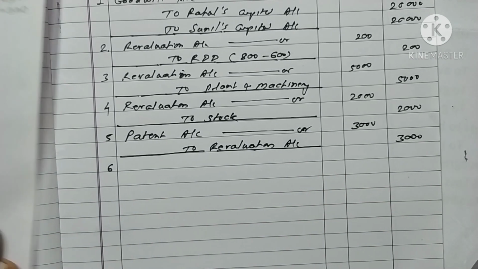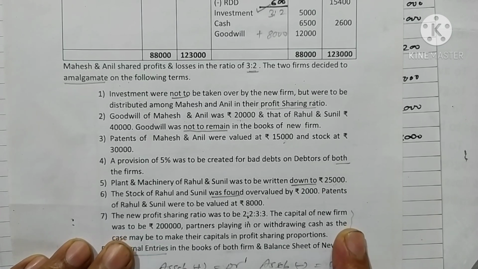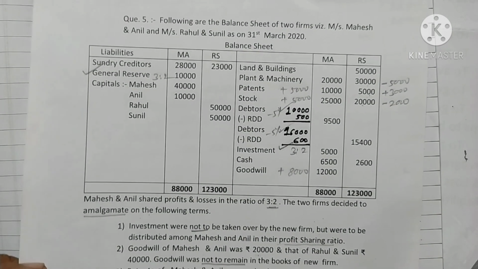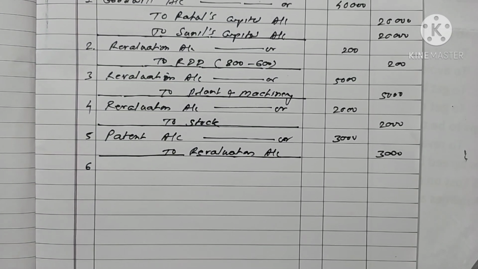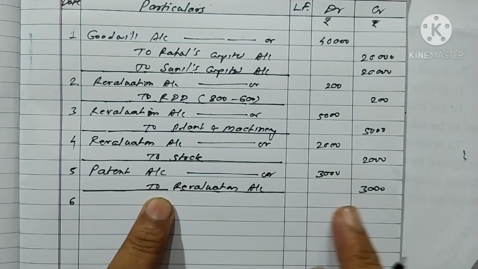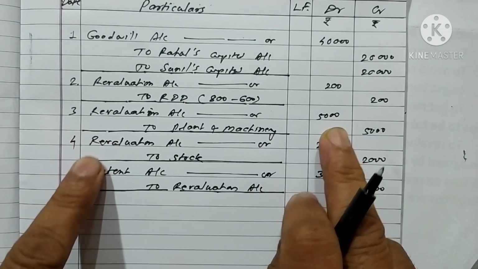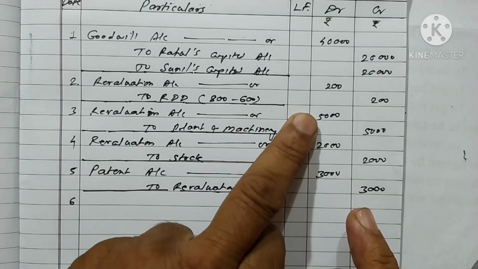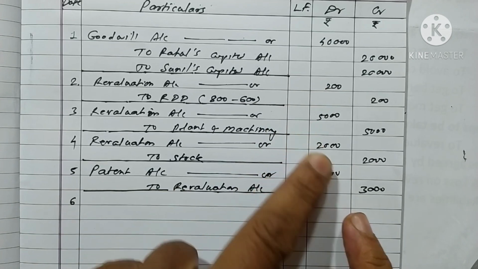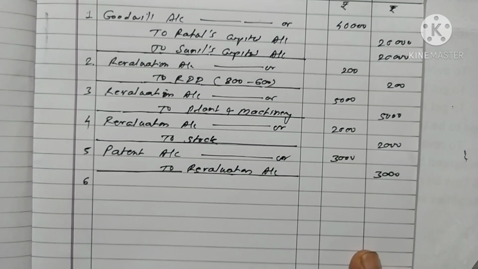Now, sixth transaction. This is the new firm adjustment. Now see, in adjustments or in the balance sheet, we have to find out the profit or loss. Here, we have to find out the revaluation credit items. Here rupees 3,000, and debit, here rupees 200 plus 5,000 and plus 2,000. It means 5 plus 2, 7, 7 plus 2 hundred, 7,200. 7,200 minus 3,000 comes to 4,200 as a loss.